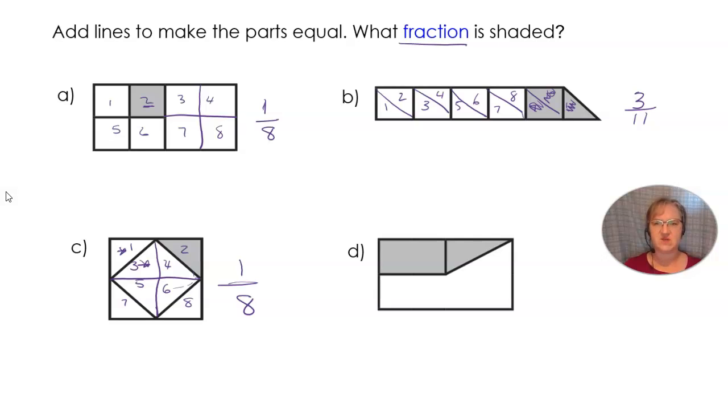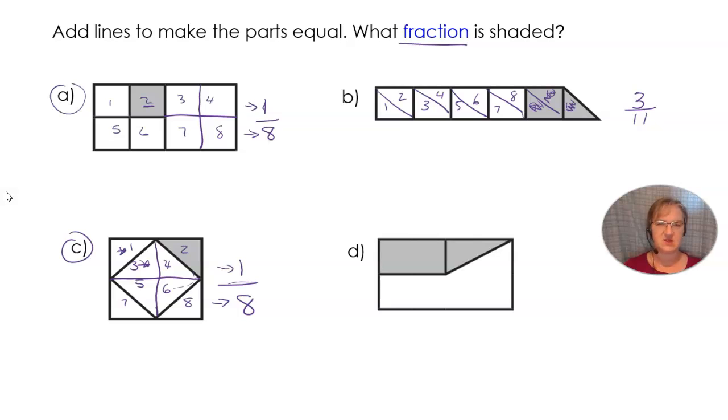So notice that even though A and C have different arrangements and different sizes, different shapes and everything, because they're divided into 8 equal pieces, the fractions are the same, right? 8 equal pieces, one of those pieces shaded.